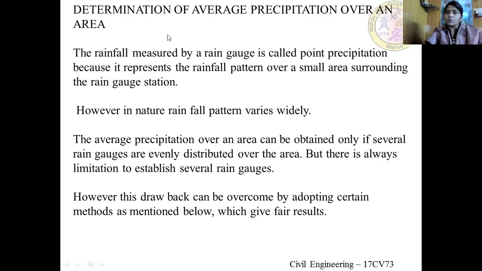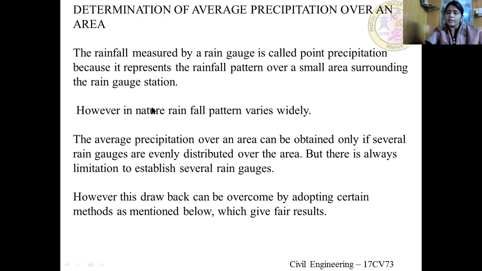Now, let me move on to the next topic, that is determination of average precipitation over an area. Once rainfall is collected at different rain gauge stations, we need to determine what is the average precipitation over a certain area. The rainfall measured by a rain gauge is called point precipitation or point rainfall, at a single point when it is collected.